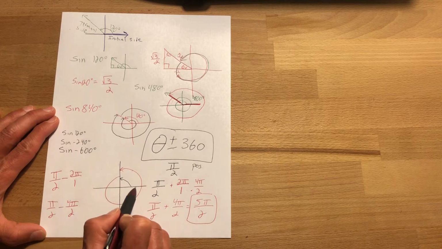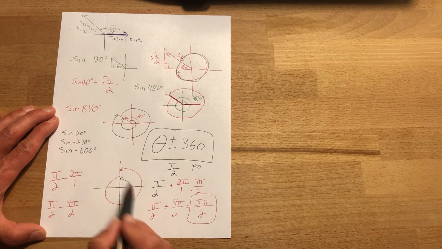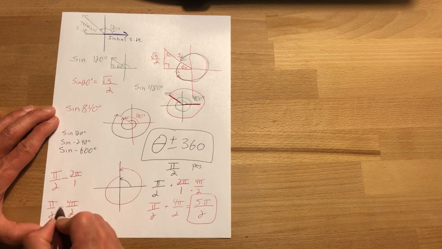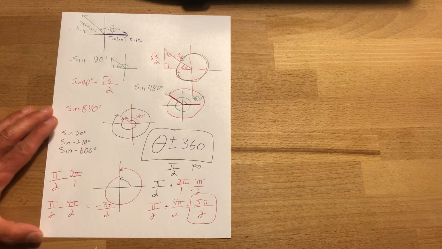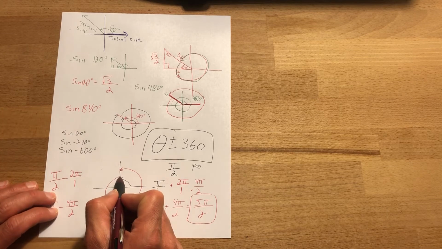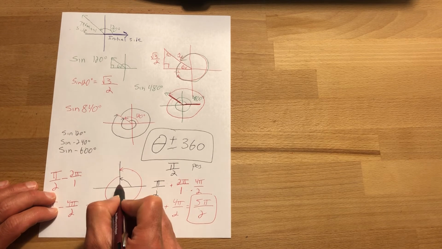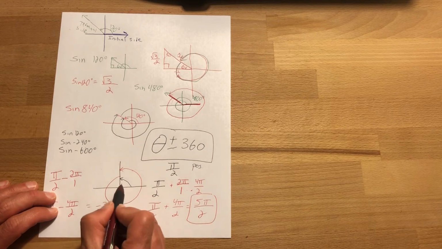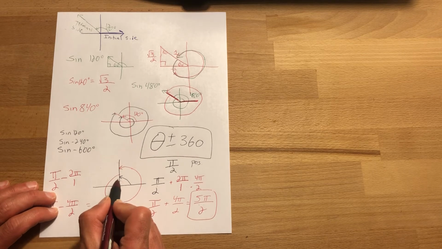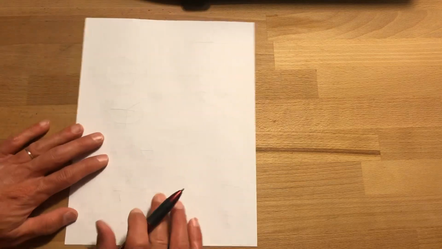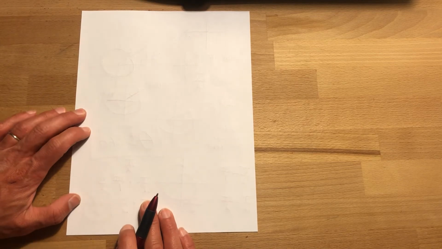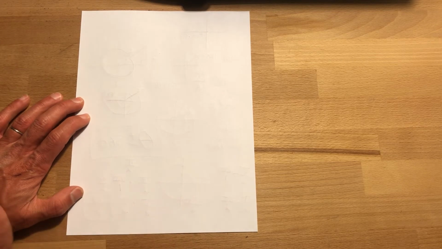One full rotation, I mean. Anyways, pi over 2 minus 4 pi over 2 is equal to negative 3 pi over 2. So if I'm here and I go back this way, I've almost gone a full rotation. Negative 3 pi over 2. Every one of these are coterminal angles.